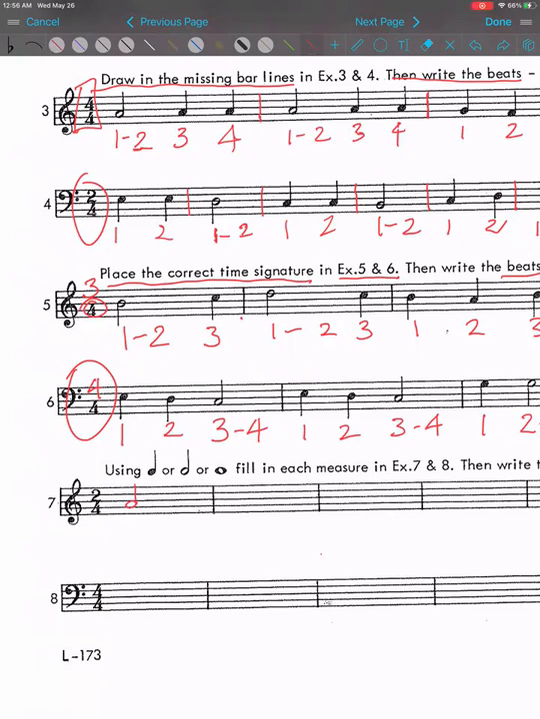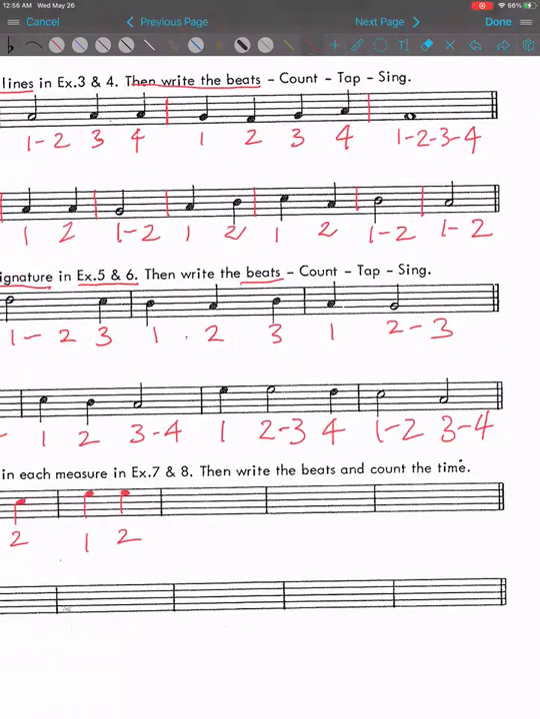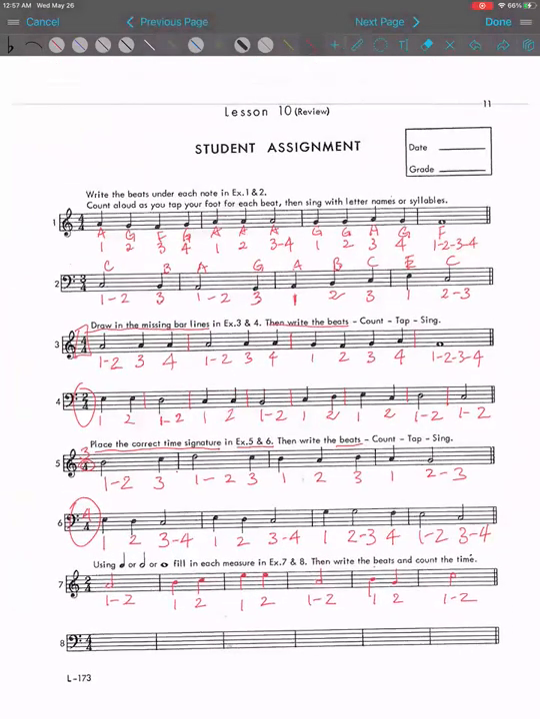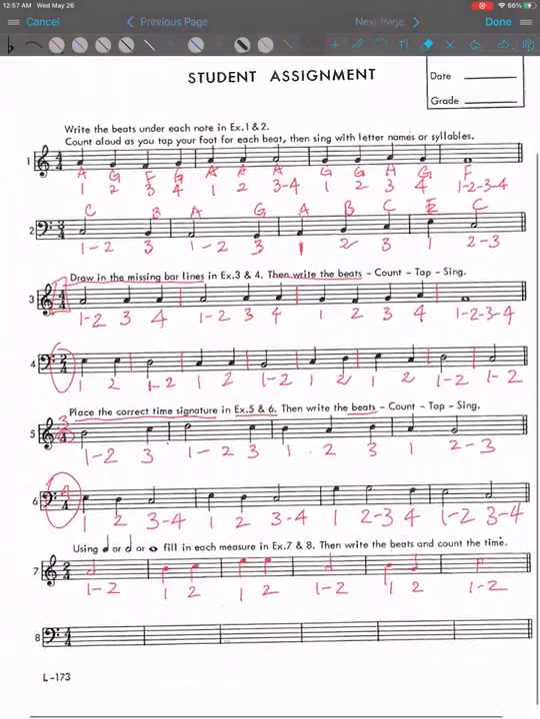So if I write a half note, I'm going to count 1, 2, and then some quarter notes. So 1, 2, and then some more quarter notes. 1, 2, and then maybe a half note. 1-2, and then do a little jump. 1, 2, and then half note. So 1-2. You can totally compose yourself. Just make sure the beats you write are correct.